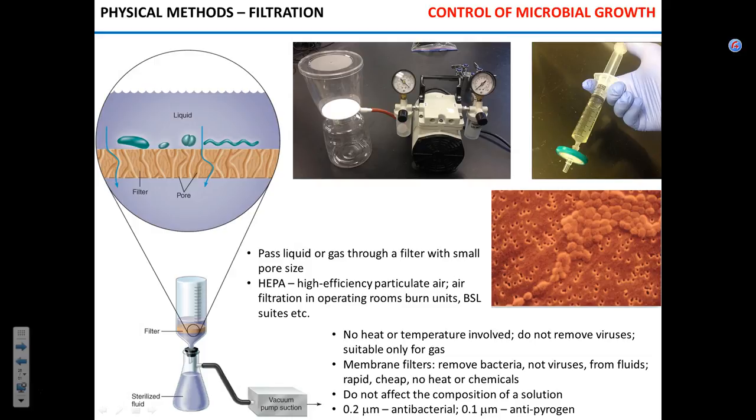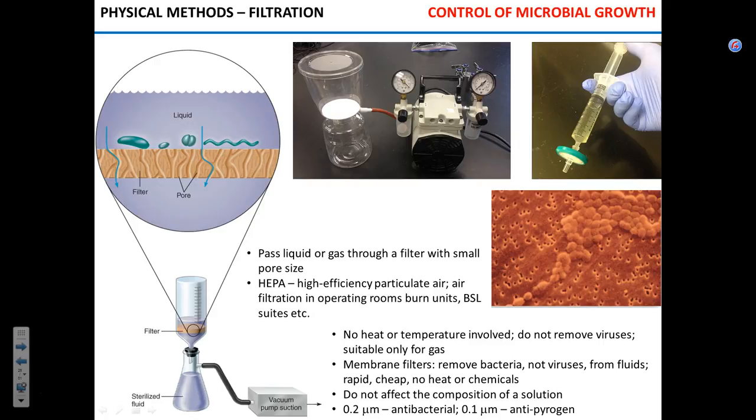Filtration. That movie that we saw about the BSL-4 lab, you saw the system of filters, and it cost them a ton of money. Okay. Now, filtration allows you to handle large volumes of air, which is notoriously hard to sterilize, and fluids.